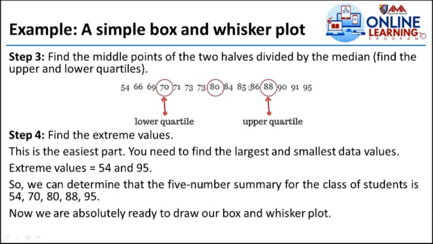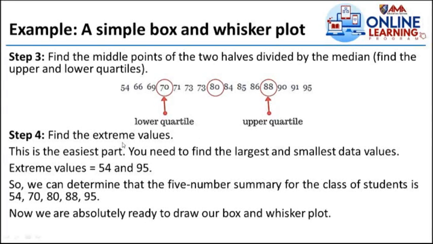Dito naman, 1, 2, 3, 4, 5, 6, 7. 7 plus 1 is 8 divided by 2 is 4. The fourth element, 1, 2, 3, 4, we have 88. That's our upper quartile. Or this is your quartile 1, quartile 2, and quartile 3.